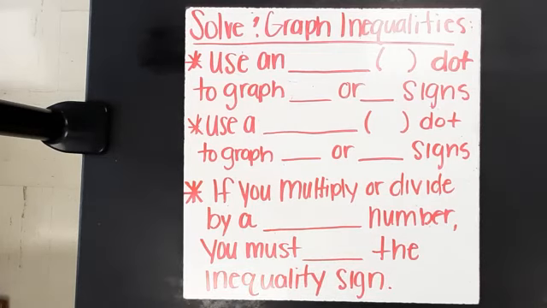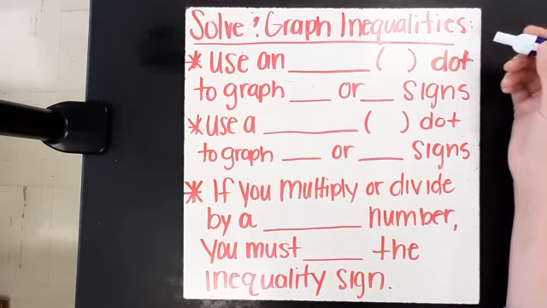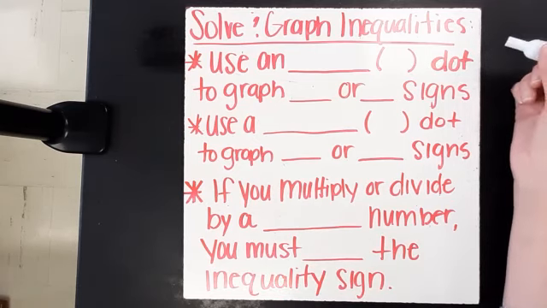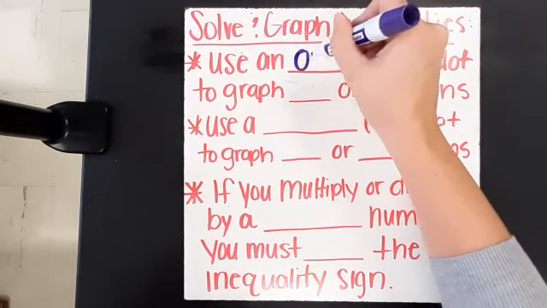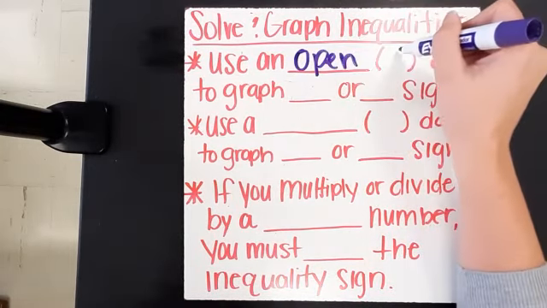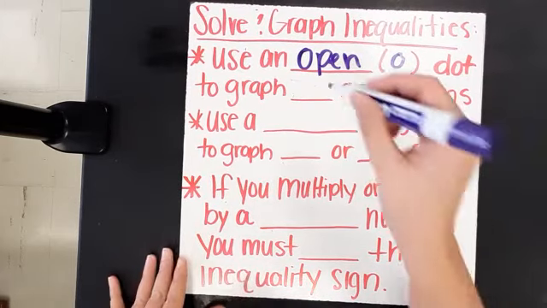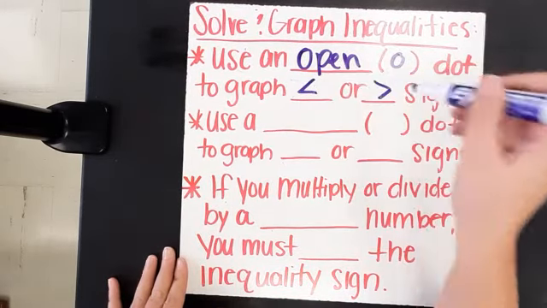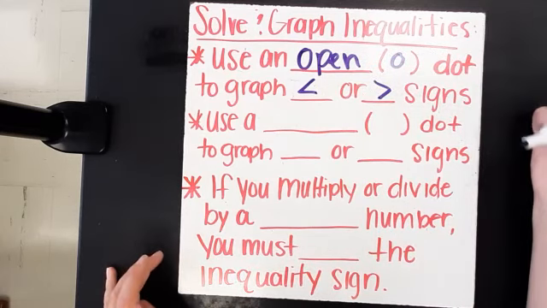In this lesson, we're going to take a look at how to solve and graph inequalities. So we have a couple key things here that we need to know for when we're solving and graphing inequalities. First of all, we need to know that when we graph these, we use an open circle, an open dot, to graph less than or greater than signs. So if your problem has one of those two inequality signs, then we're using an open dot when we graph it.